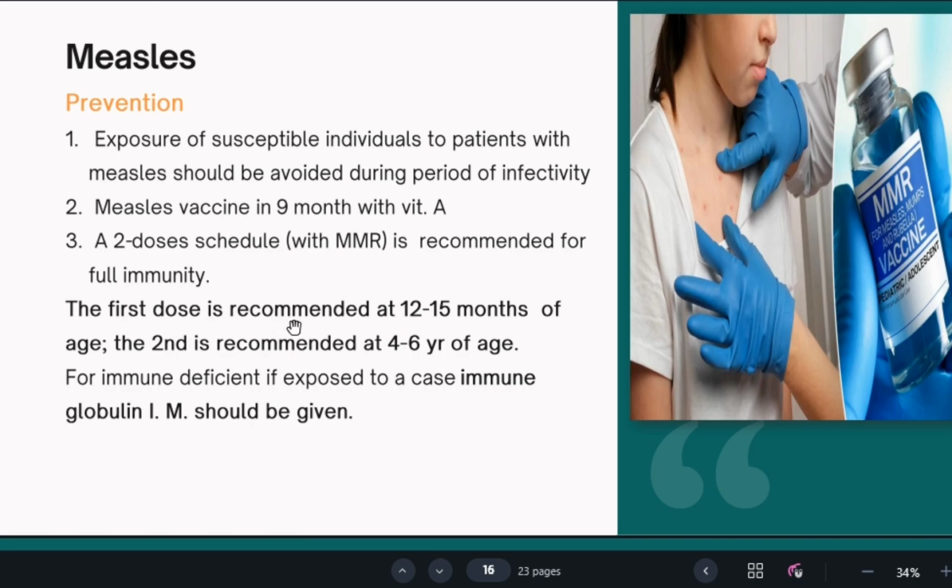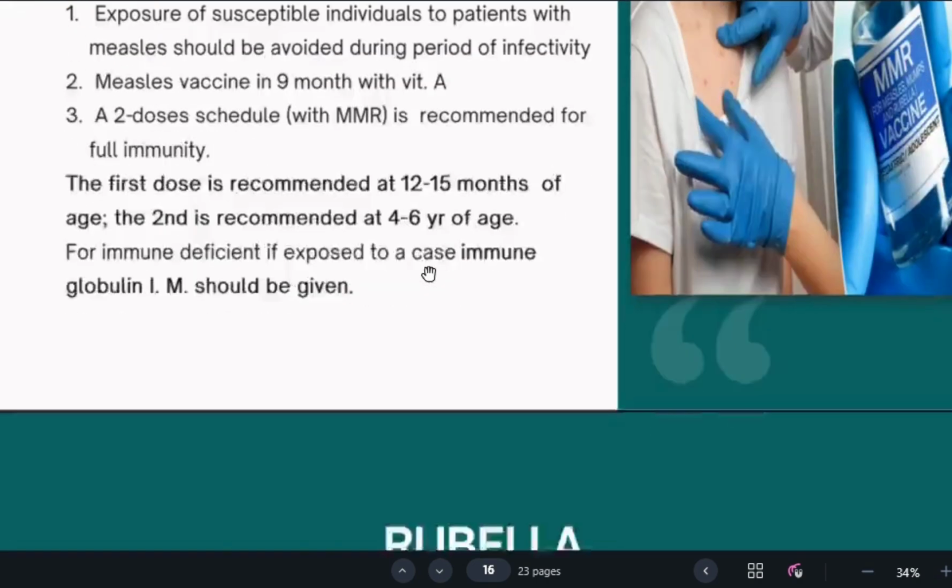The first dose is recommended at 12 to 15 months of age, and the second dose in preschool age. For the immune deficient, especially those younger than 9 months, or old age, or patients with some disease that decreases immunity, sometimes when they get measles we give them immune globulin intramuscularly.